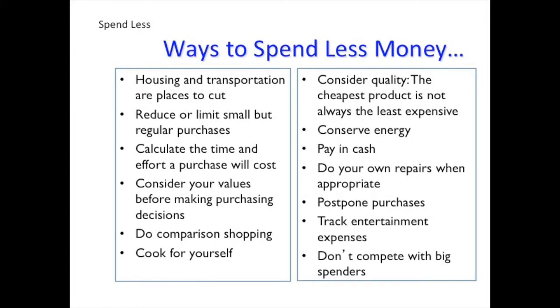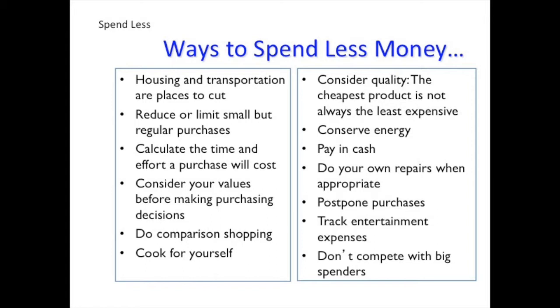Here are some of the ways that you can spend less money. You can consider looking at housing and transportation, budgeting your time when you're doing errands, reducing or limiting small or regular purchases, calculating the time and effort a purchase will cost. If you made $10 an hour and you wanted to buy a $5 drink, that would be over 30 minutes of your labor. Consider your values before making a purchase or a decision. Do some comparison shopping. Cook for yourself. And yes, cooking for yourself is a cost-effective way to spend less money.